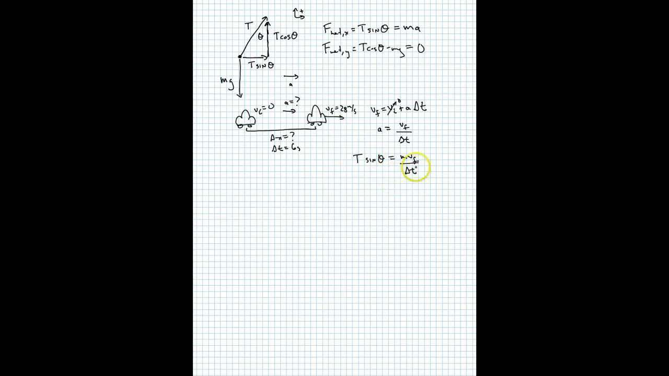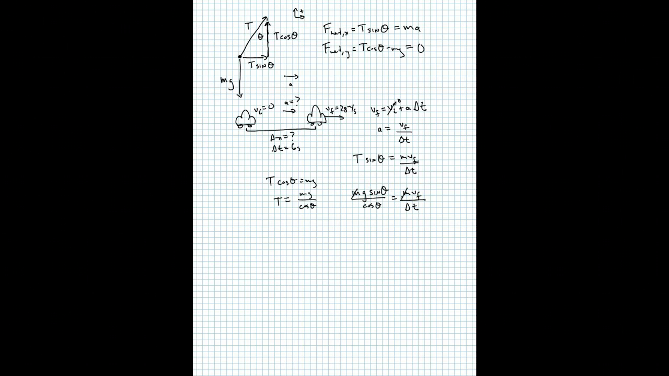And everything's good to solve for theta except for I don't know T, so I'm going to use that equation there. And T cosine theta is mg. So T is mg over cosine theta. I'm going to substitute it in over here. So I have mg sine theta over cosine theta equals m Vf over delta t. So I can simplify here. I can lose the m's.